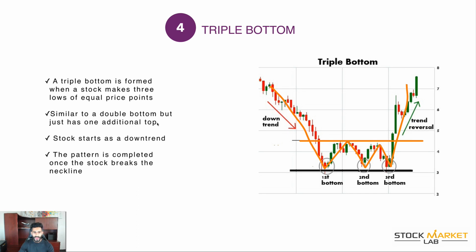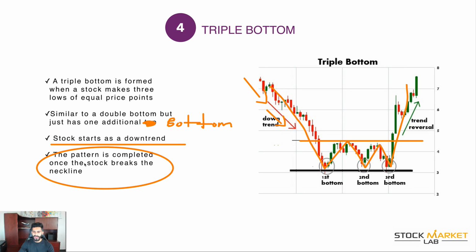It's similar to a double bottom, but it has one additional bottom, not top. You can see one bottom, second bottom, third bottom, right? The stock starts in a downtrend, and keep in mind the pattern is completed once the stock breaks the neckline. Let's just recap this one more time. Triple bottom, first bottom, retracement. Second bottom, boom, picks back up, gets rejected, neckline, neckline. Third bottom, boom, breakout.